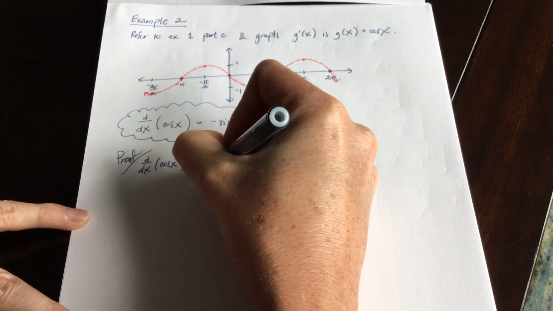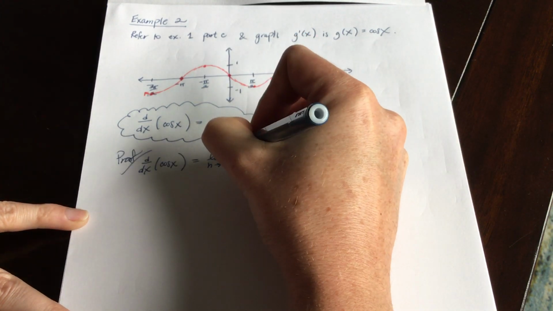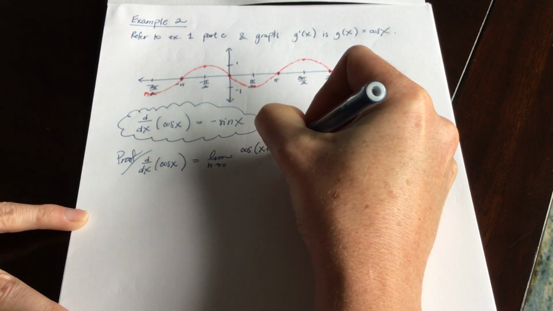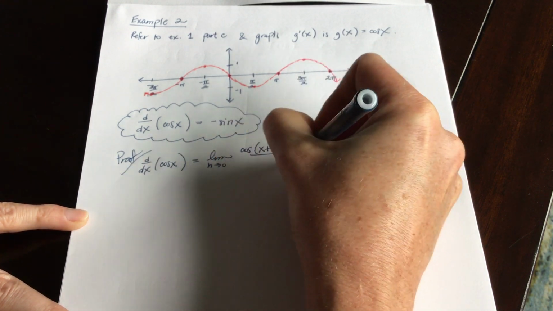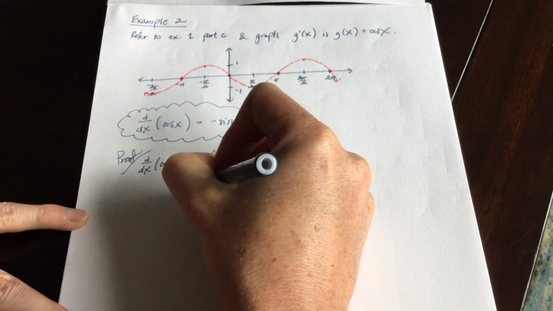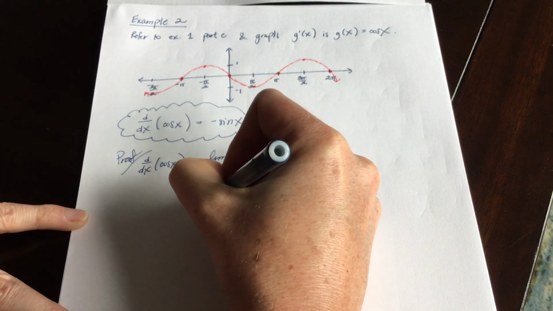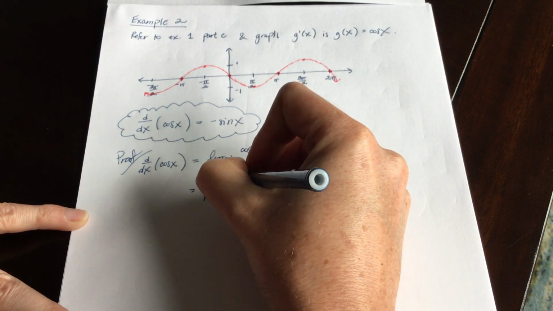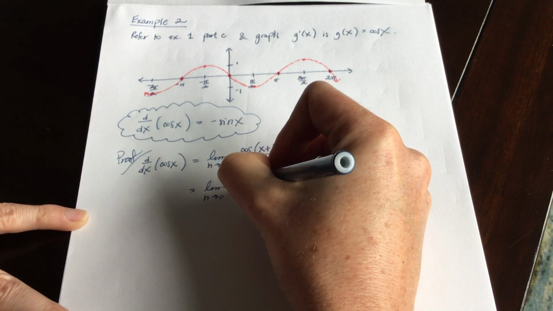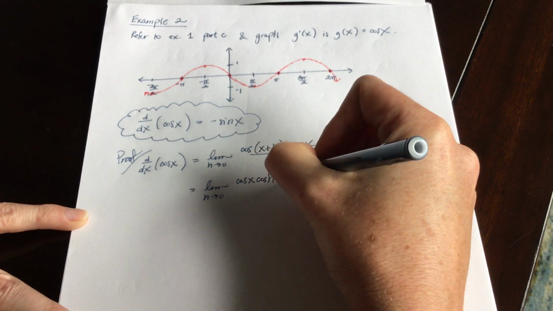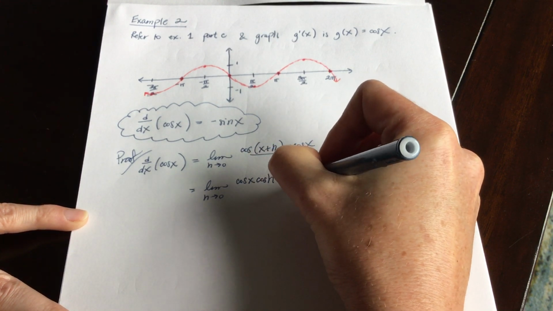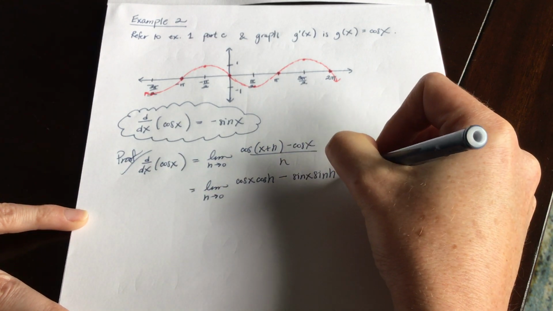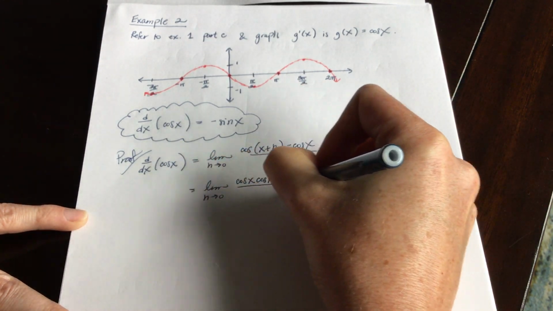According to the definition of derivative, it would be the limit as h goes to 0 of cosine of the quantity x plus h minus cosine of x, all over h. Next, we will expand the cosine of the quantity x plus h using the sum formula for cosine. We would get the cosine of x times the cosine of h minus the sine of x times the sine of h. Bring down the minus cosine of x, and it's all over h.